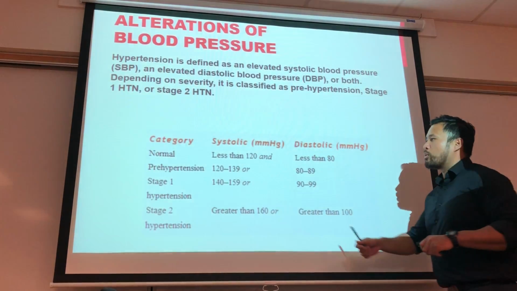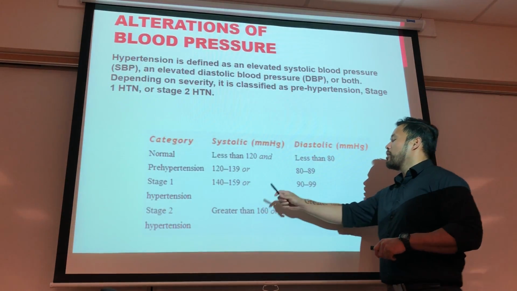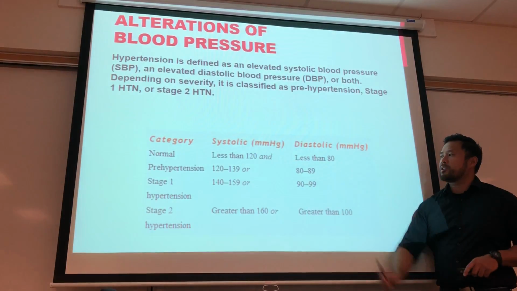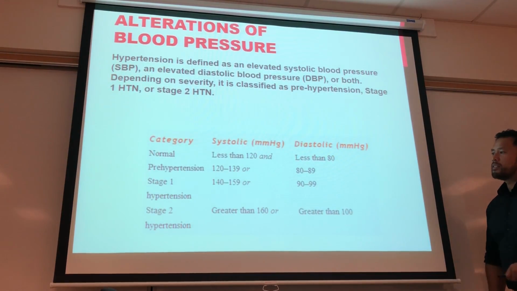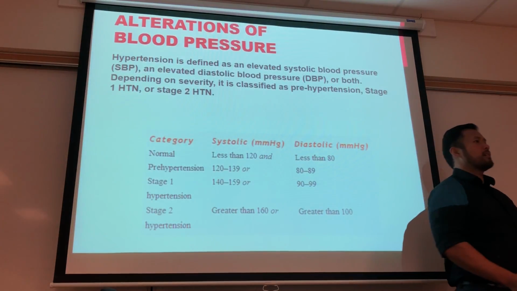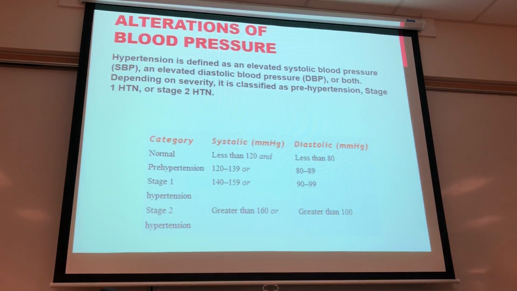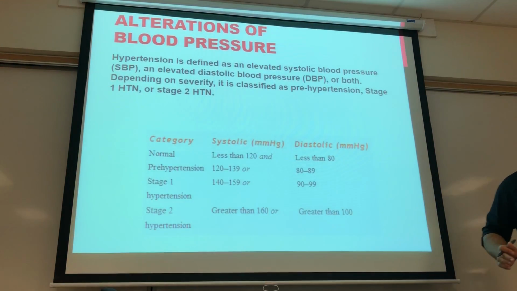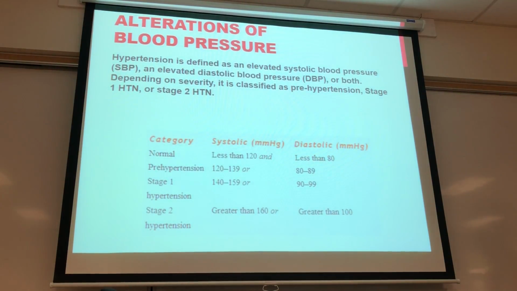Pre-hypertension has been labeled as 120 to 139 over 80 to 89. Stage 1 hypertension is above 140. Stage 2 is above 160 for systolic. So these are important to take a look at in somebody's blood pressure. We want to bring that back to normal. So how did we come up with these numbers? It's not like we just threw some numbers up and said, hey, let's just call this hypertension.